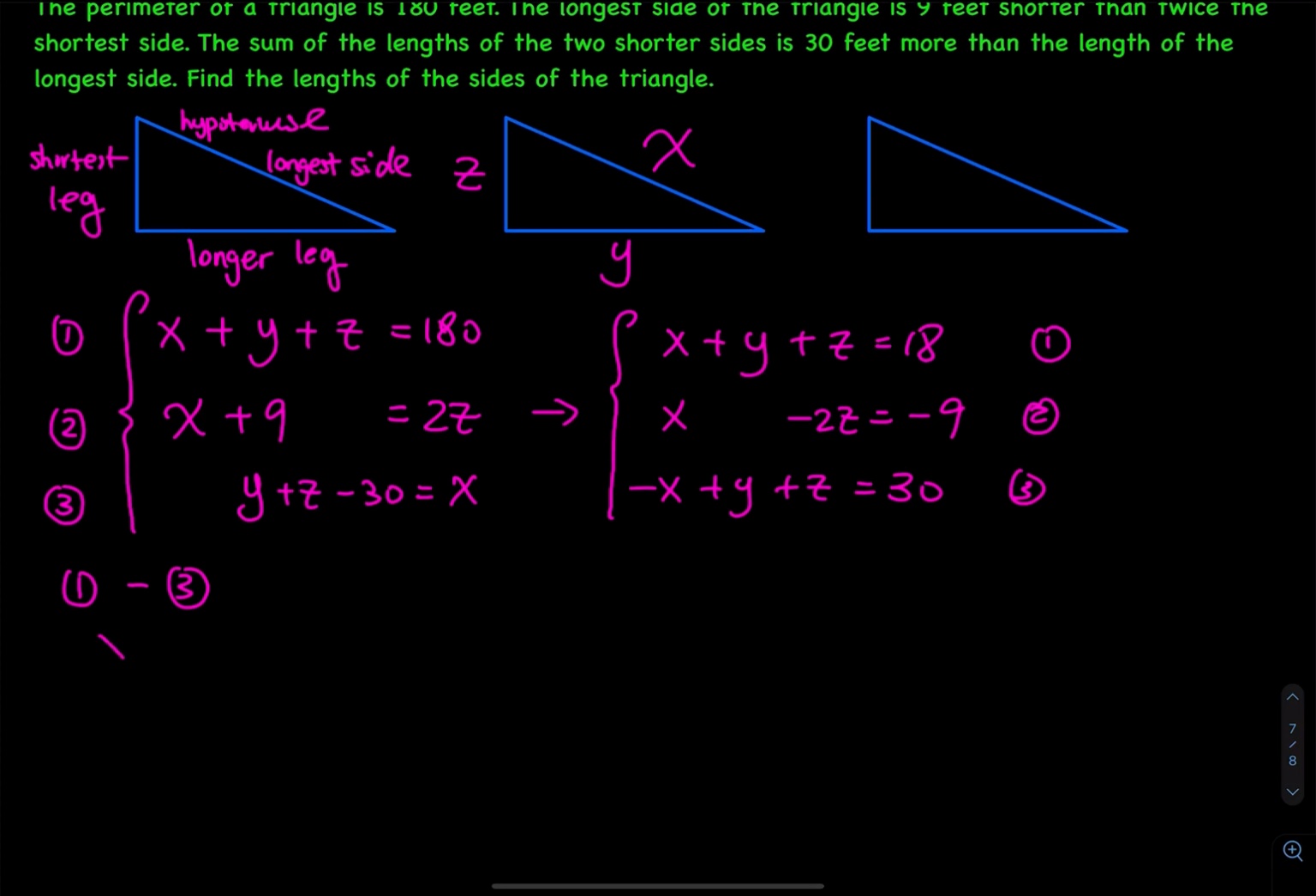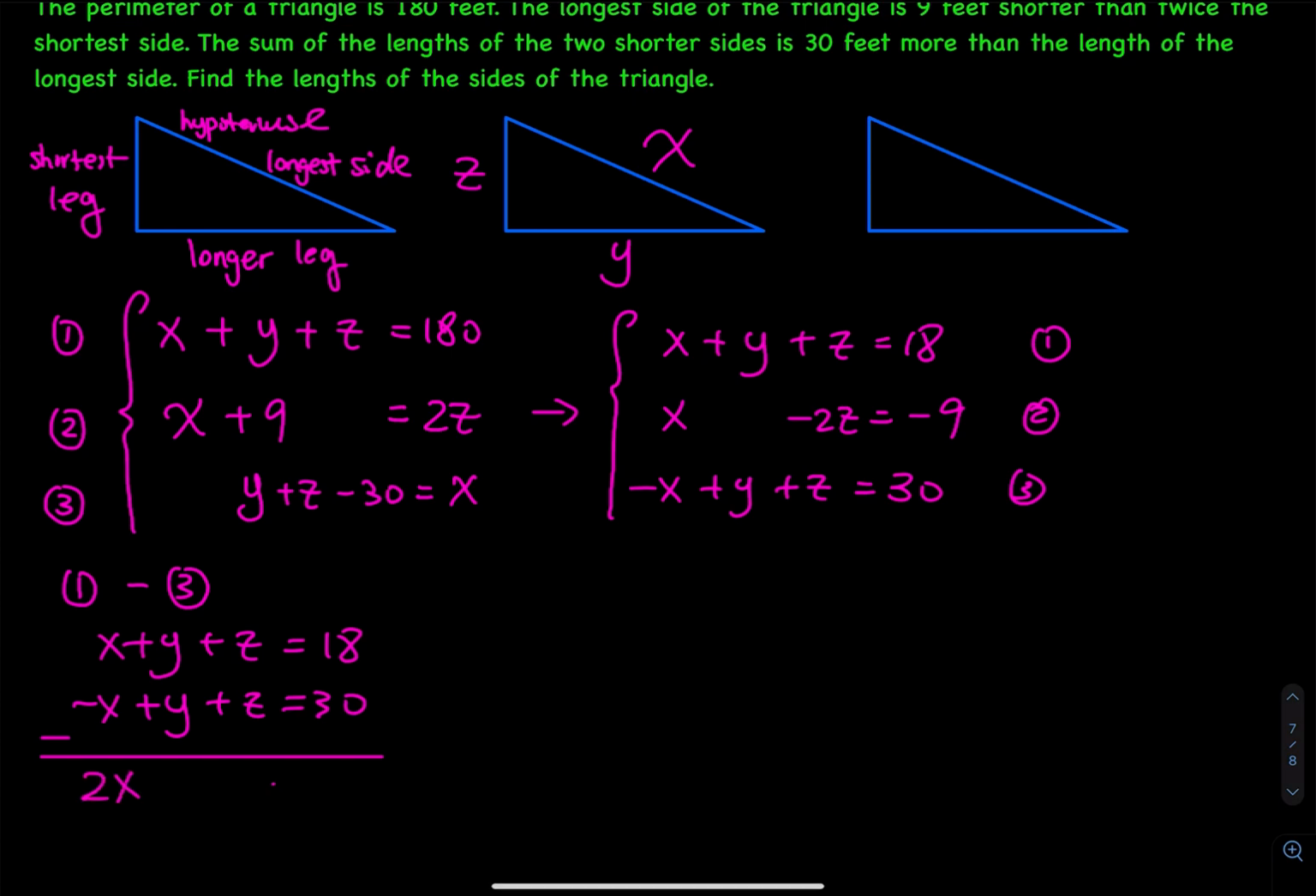So I will do x plus y plus z equals 180 minus negative x plus y plus z equals 30, and then I will subtract them. So once you subtract them, x minus negative x, that is 2x, y, z all gone. 180 minus 30... 18 minus 8 is not 18, right? It's 180. I forgot a 0. So 180 minus 30 equals 150.